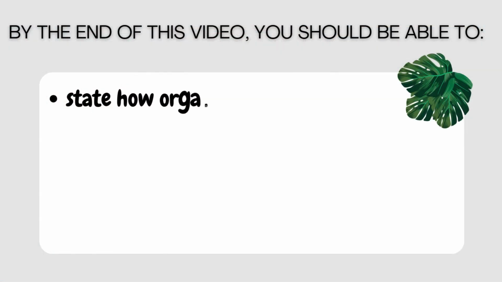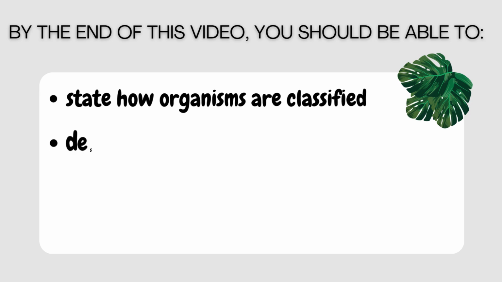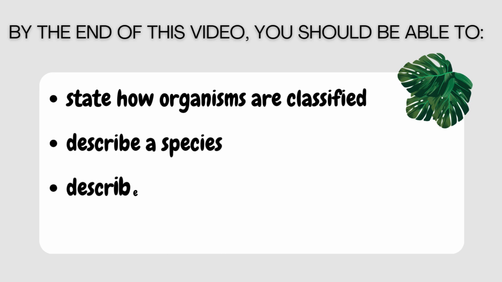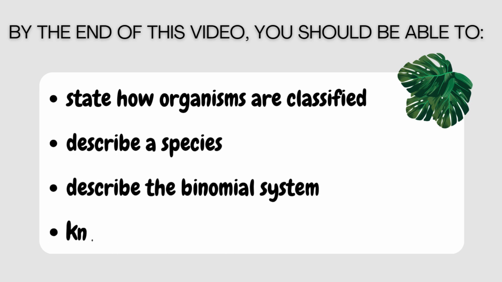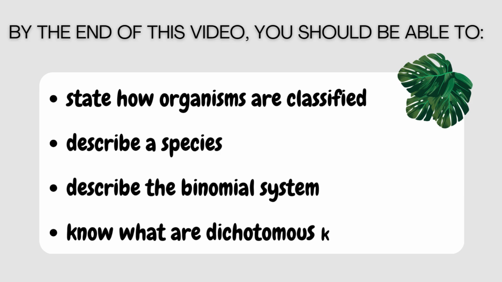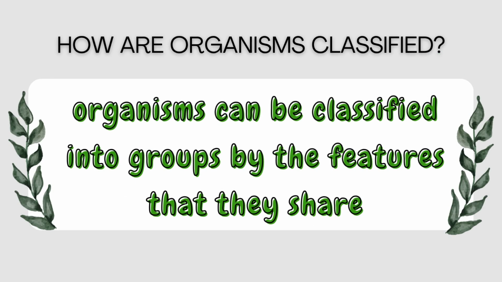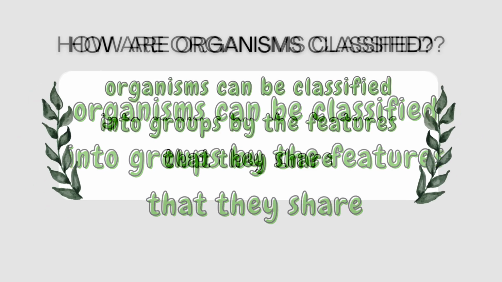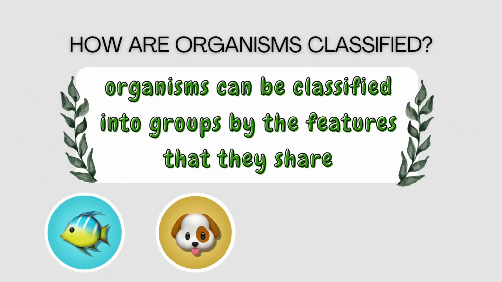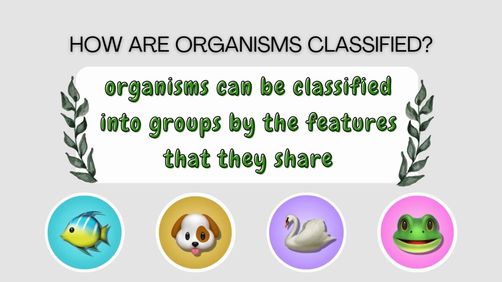By the end of this video, you should be able to state how organisms are classified, describe a species, describe the binomial system, know what are dichotomous keys. Imagine a world with millions of species but no way to organize them. This is why we need classification. Organisms can be classified into groups by the features that they share. Some examples include fish, mammals, birds, and amphibians.